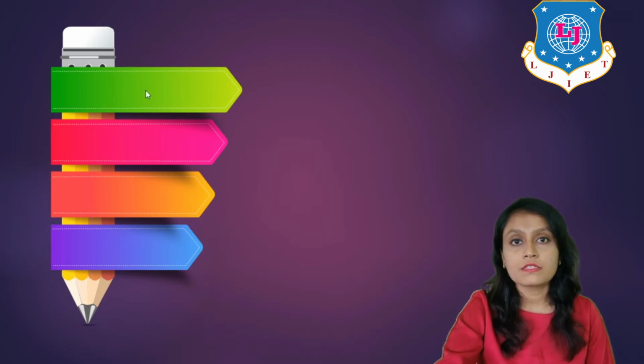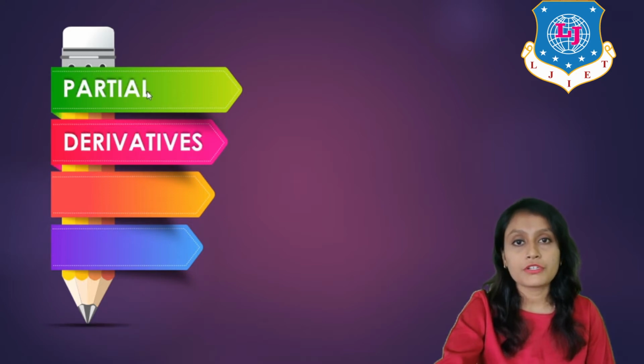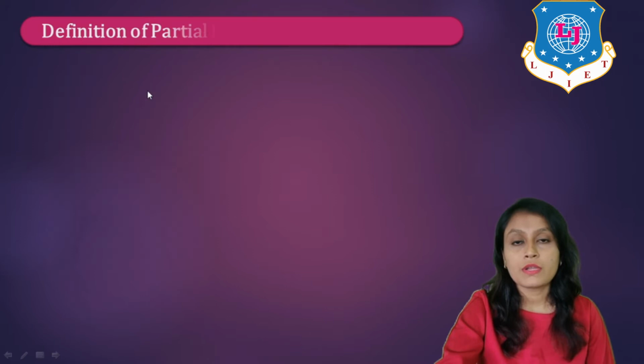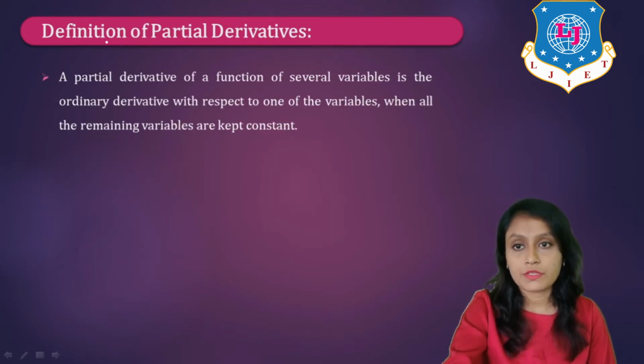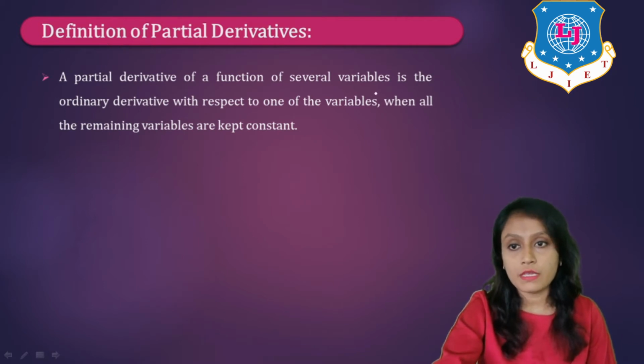Today we will discuss few more topics of partial derivatives. So let's begin with the first topic, definition of partial derivatives. A partial derivative of a function of several variables is the ordinary derivative with respect to one of the variables when all the remaining variables are kept constant.